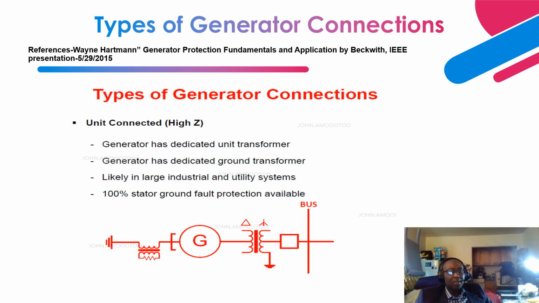These are mostly, like I indicated, utilized in utility power plants, and also for very large industrial facilities. And it provides, I'll say, about 95% stator ground fault protection, and for the remaining 5%, I made mention that you can have a complementary protection by utilizing the 27 third harmonic undervoltage relay.